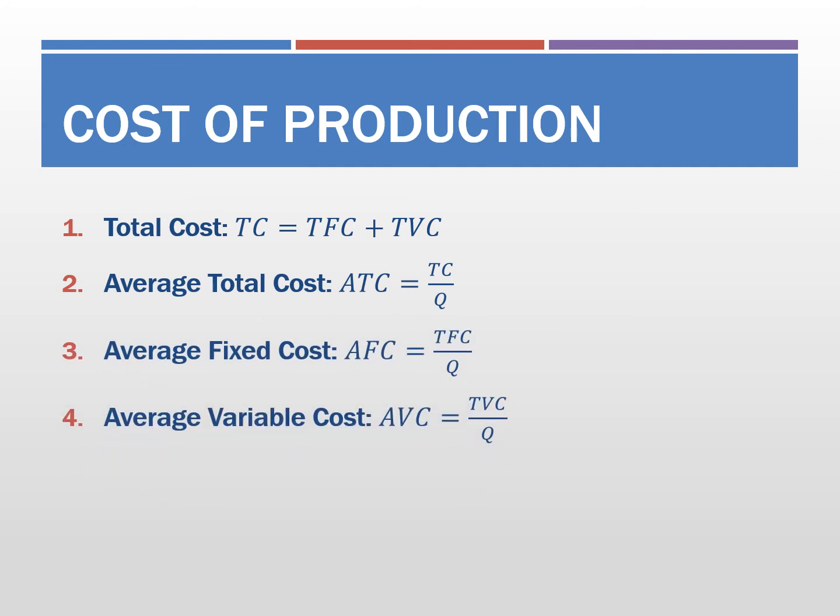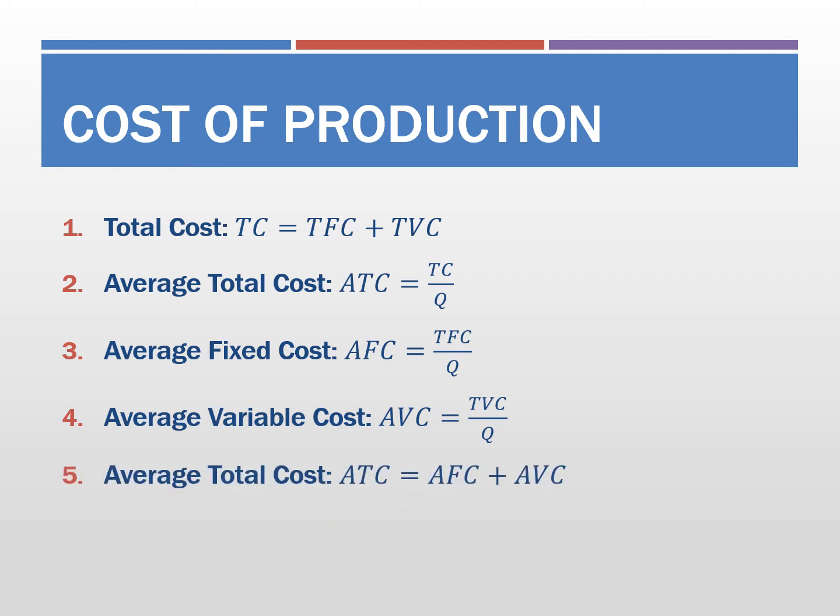One is called the average total cost, which is calculated by the total cost divided by the quantity of output Q. We also have the average fixed cost, which uses the total fixed cost divided by the total output Q. And the average variable cost uses the total variable cost divided by the quantity of output Q.